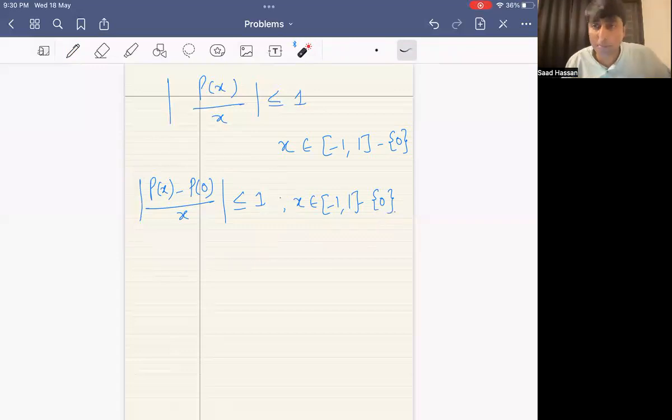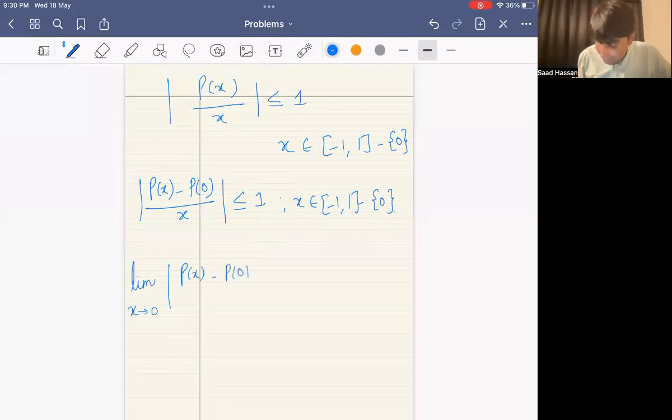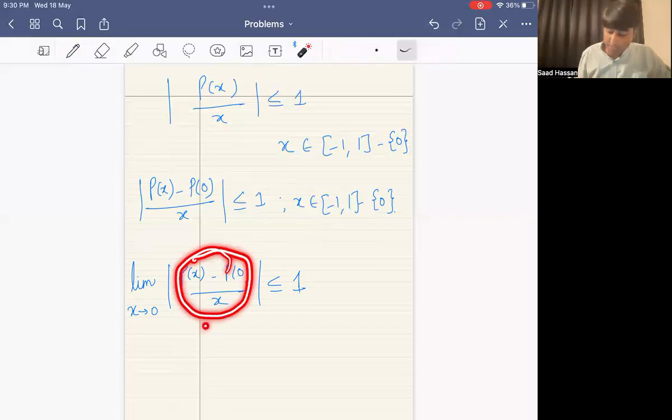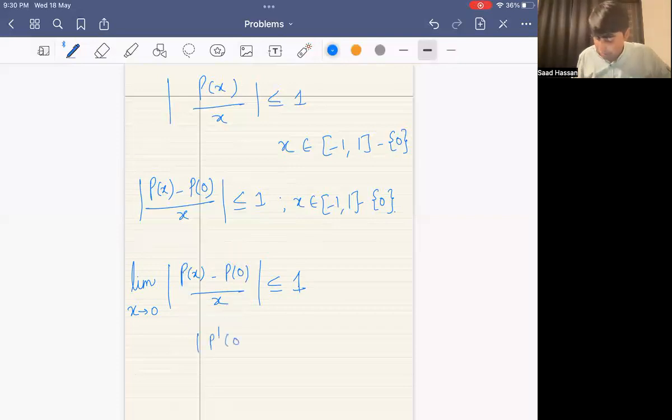Well, x shouldn't be 0 is fine, but we can always make x arbitrarily close to 0. Arbitrarily close to 0 means, in mathematical terms, limit x tends to 0. So we can say that the limit as x tends to 0 of mod of p of x minus p of 0 upon x is less than or equal to 1. You agree that limit x tends to 0 doesn't contain the number 0 itself, so this is going to be valid. If you look at it, that's nothing but the definition of p dash 0. So you get that mod of p dash 0 is less than or equal to 1.